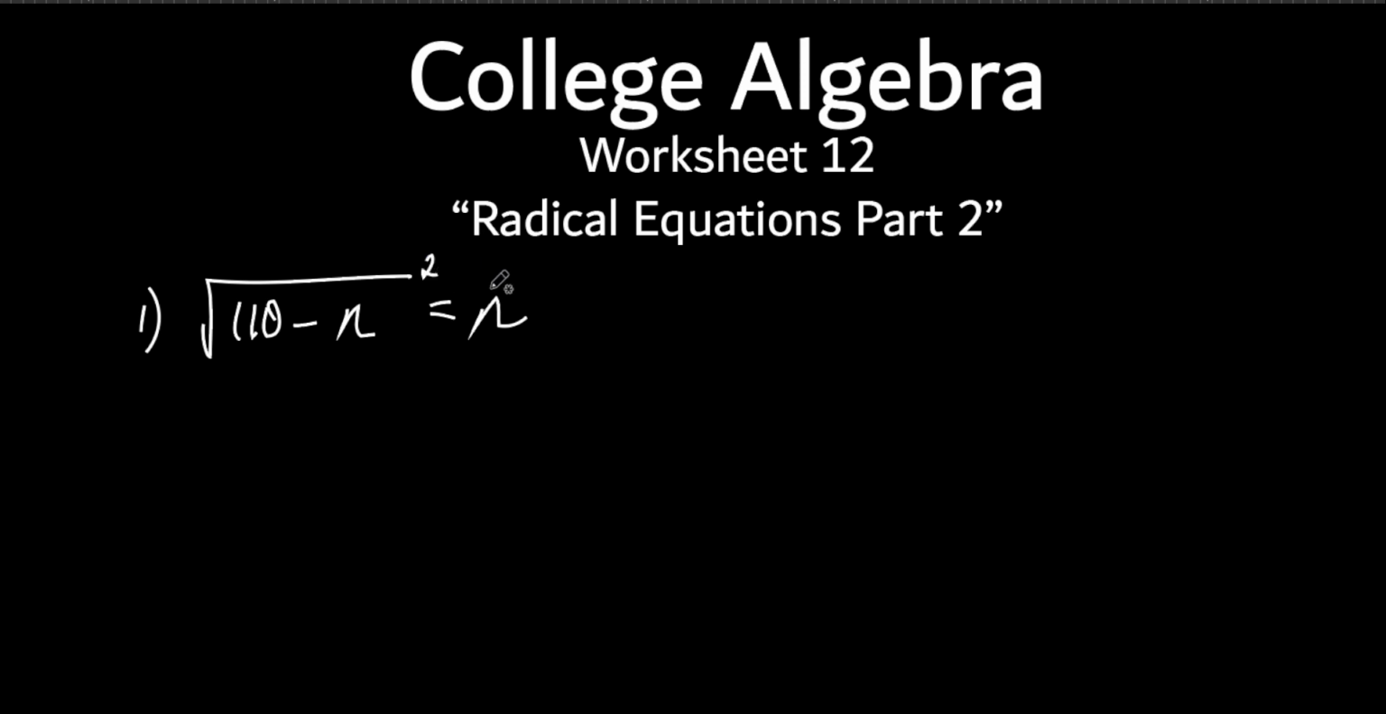So I square this side. That'll get rid of the square root. So what do I do to this side? I square that, okay? Let's see what happens. So this and this cancel out. I'm left with 110 minus n equals n squared.